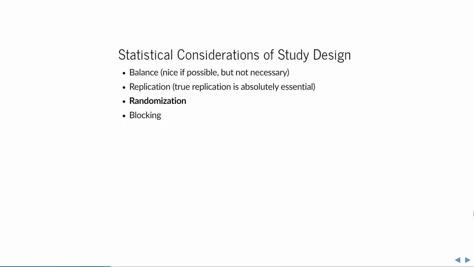So we've talked about balance, which is nice if possible, but not necessary and also often not possible. We've talked about replication, and that's a bit different. True replication is absolutely essential. So now let's talk about randomization.